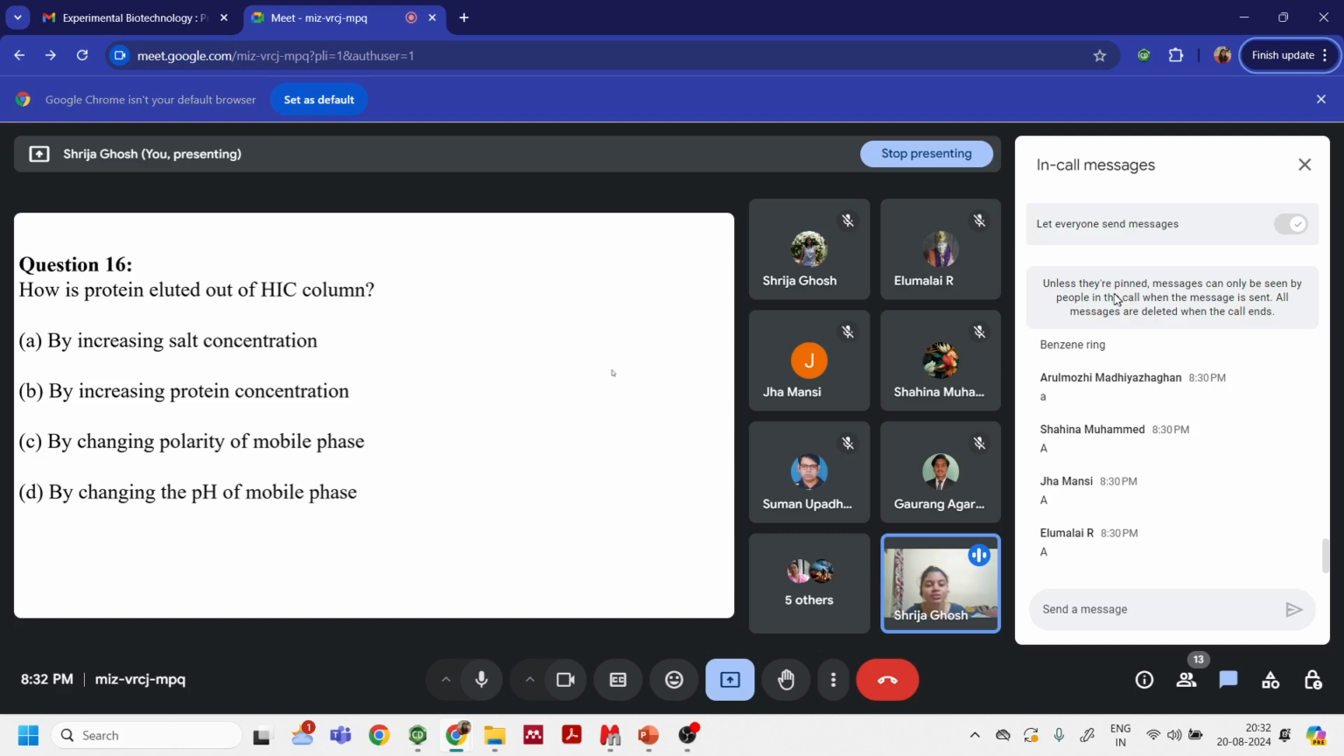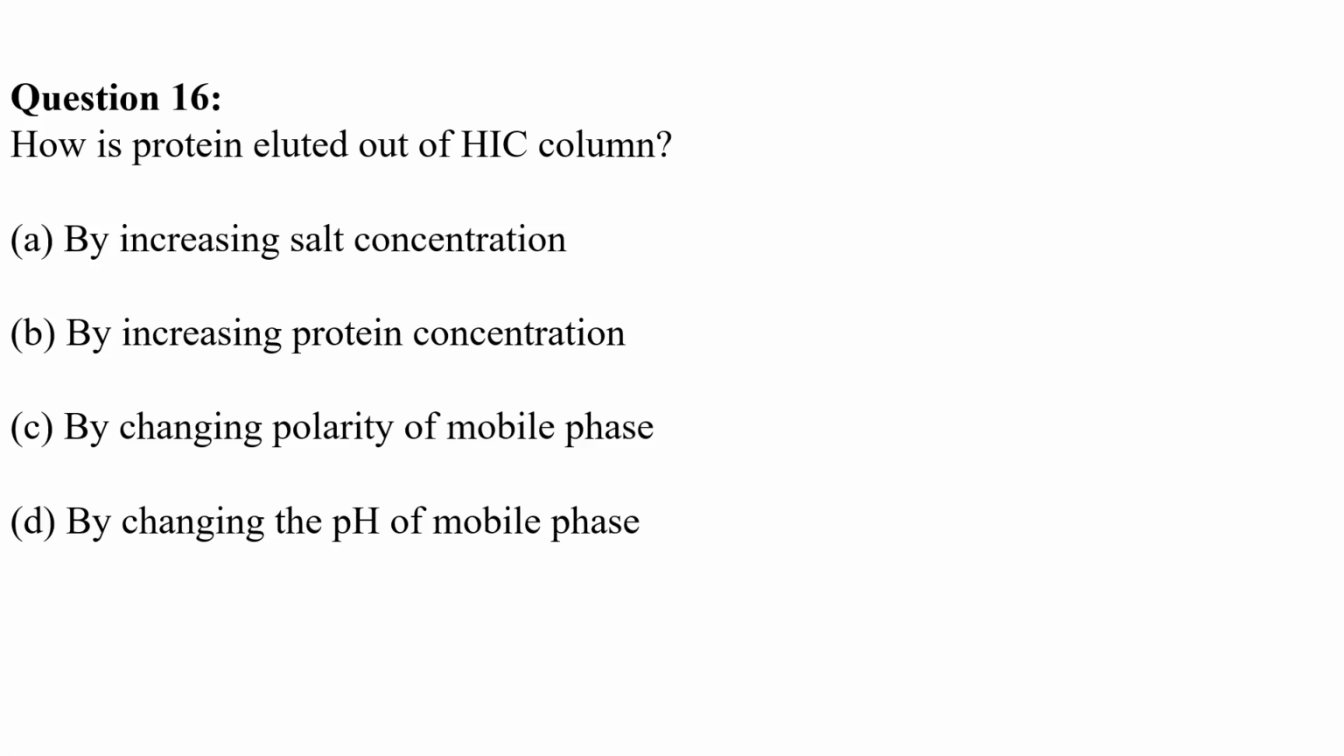Okay, I will tell you that option A is not the correct answer. It is actually the opposite of the correct answer. The actual correct answer is decreasing the salt concentration, or basically changing the polarity of the mobile phase. Yes, Rajeshri, you have answered it correctly. By changing the polarity of the mobile phase, that is how we elute the proteins out of the HIC column.